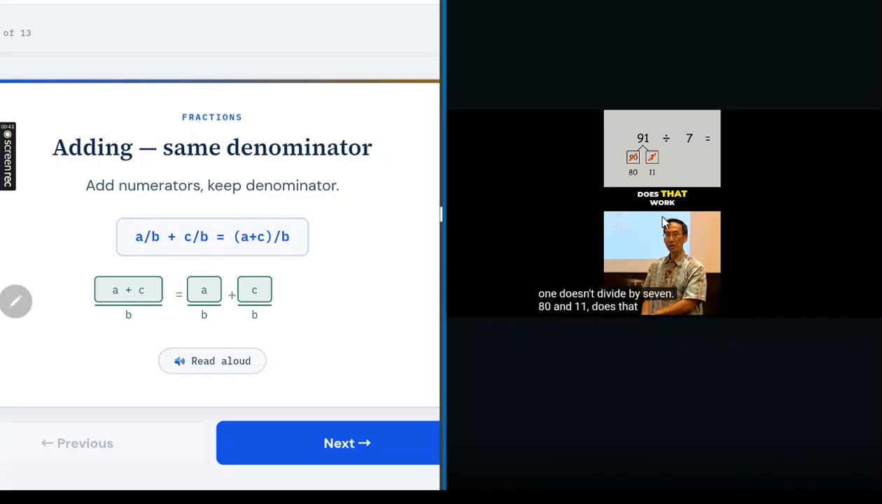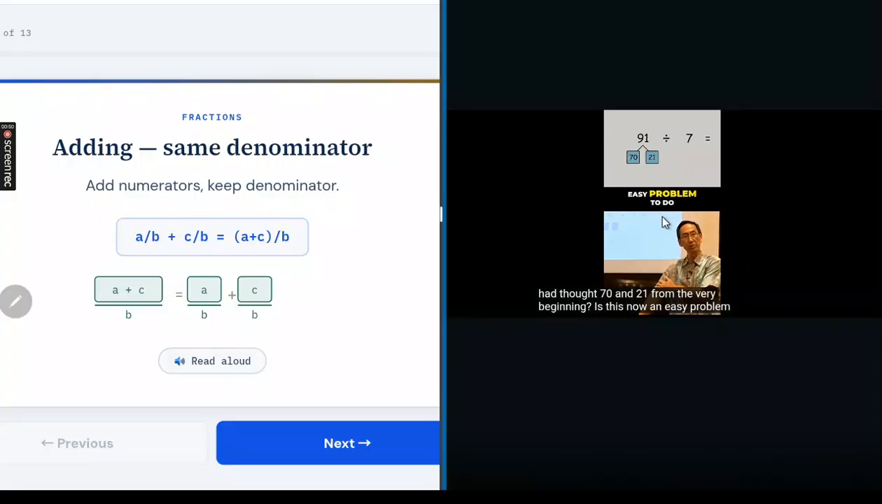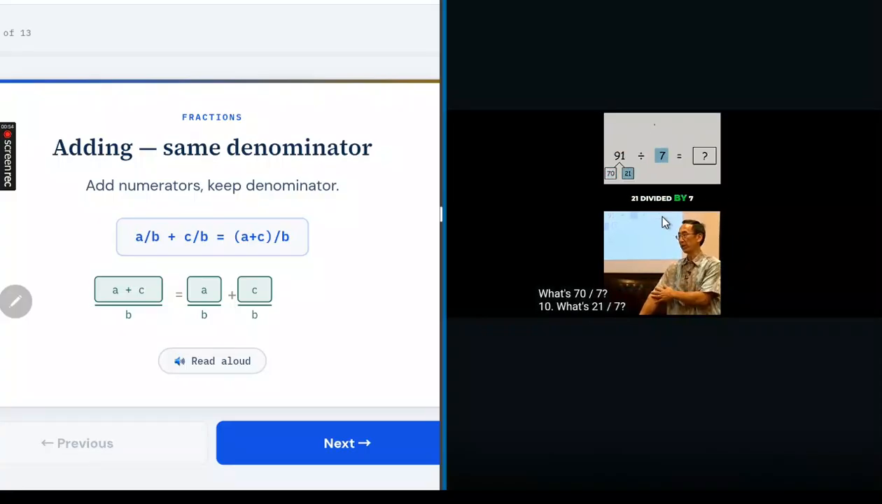80 and 11. Does that work? Yes, that is the same thing. 21. Does that work? What if a kid had thought 70 and 21 from the very beginning? Is this now an easy problem to do? What's 70 divided by 7? 10. What's 21 divided by 7? 3. What's the answer? 13.